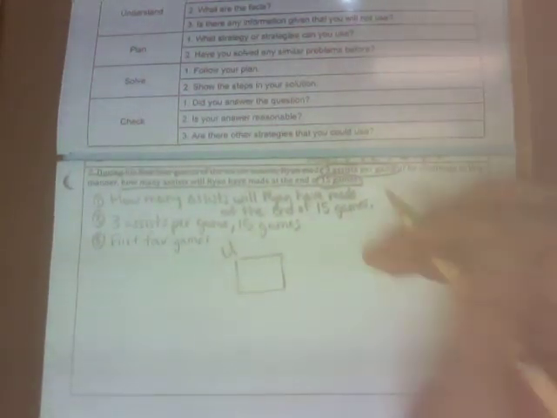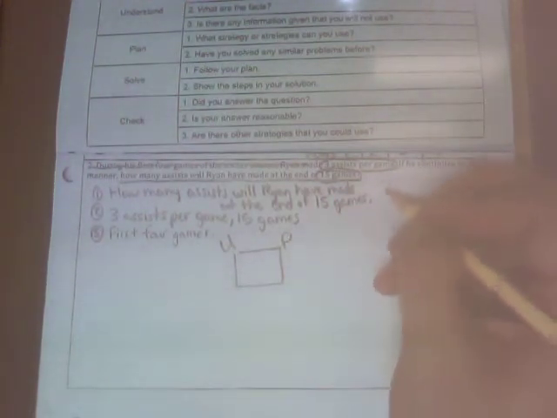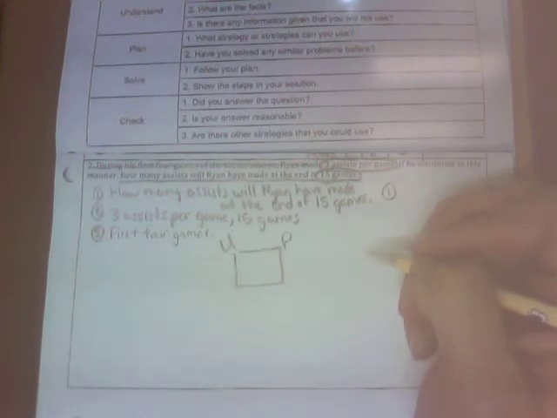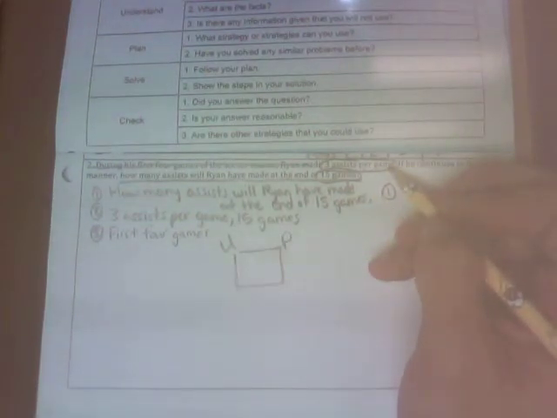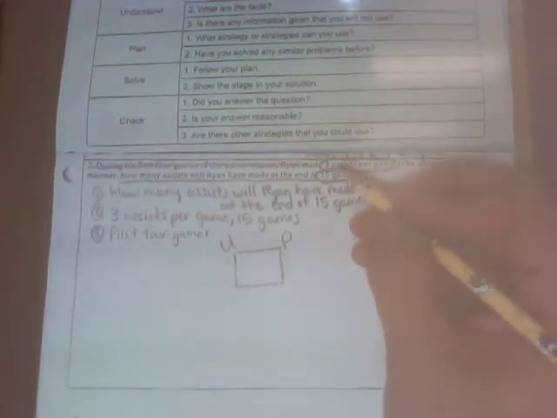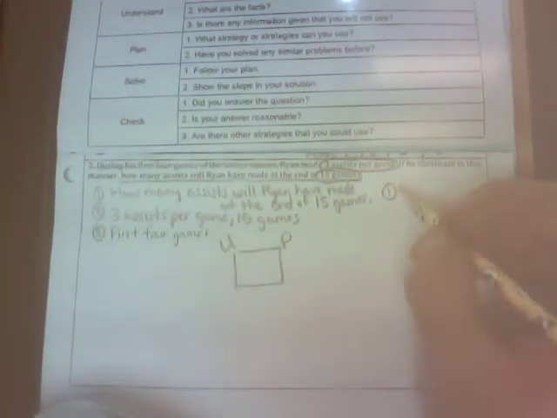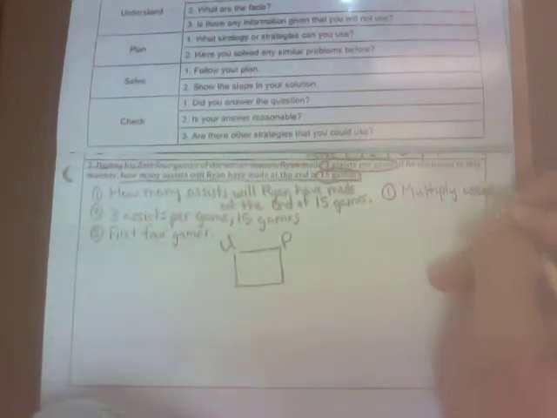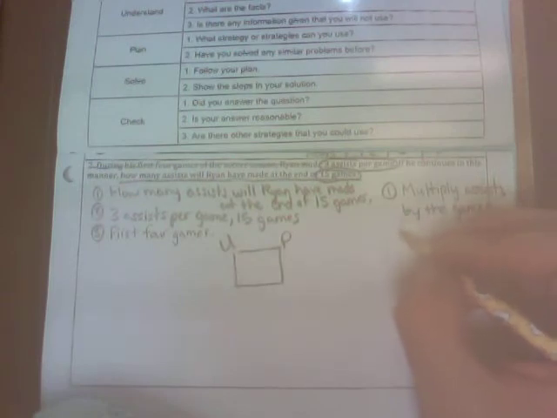Alright, so up on the top right, plan. We're going to make a plan here. So I know that per game being 1, if there's 15 games, I can multiply the number of assists by the number of games. So I know I can multiply assists by the games.